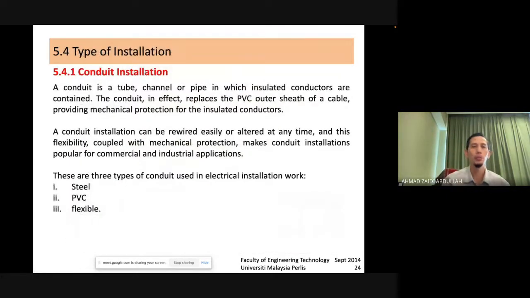Okay, now we try to discuss little bit on installation, which is when we have cable, so where to put the cable during the installation. So normally we try to put it with the 3 type lah, which is number 1 is conduit, number 2 we use trunking, and number 3 we use cable tray. That's a normal installation that we're dealing with the cable. Okay, so now we discuss a little bit on the conduit first.